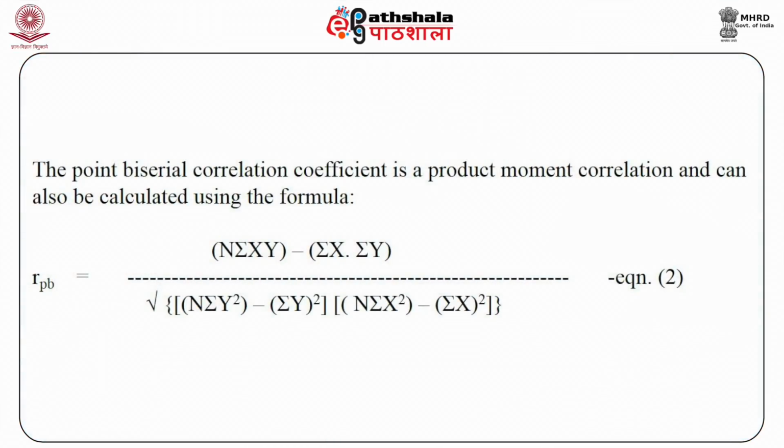There is an alternative formula also for the calculation of point-biserial, and the point-biserial correlation coefficient is a product moment correlation and thus can also be calculated using the formula RPB is equal to n sigma xy minus sigma x into sigma y divided by the square root of n sigma y square minus sigma y whole square into n sigma x square minus sigma x whole square.